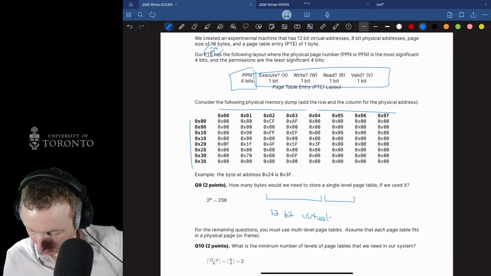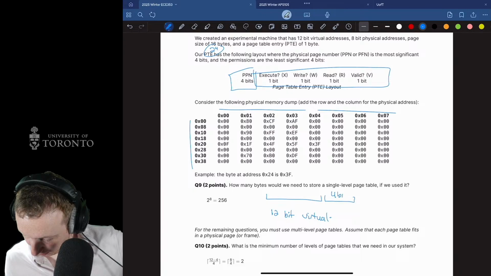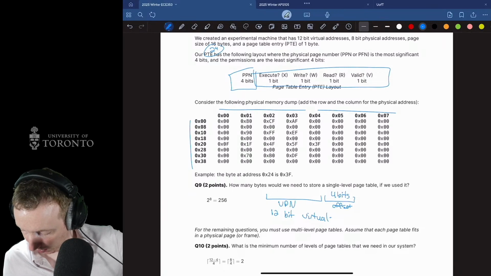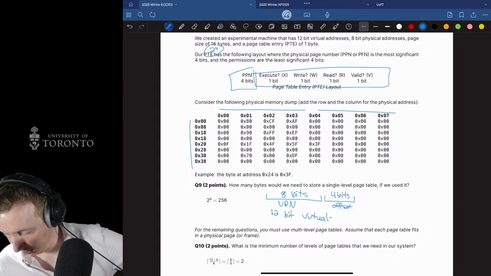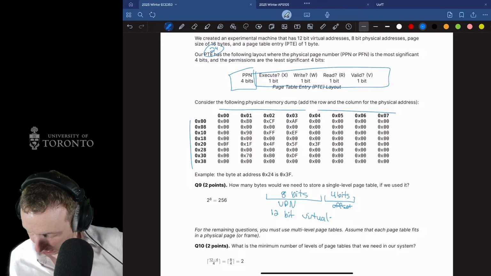Well, we know from our page size we need 4 bits for the offset. And then our virtual address, the rest of it is always going to be a VPN, whether or not we use it in levels doesn't matter. It's always going to be the rest of it. So we have 8 bits for our VPN.